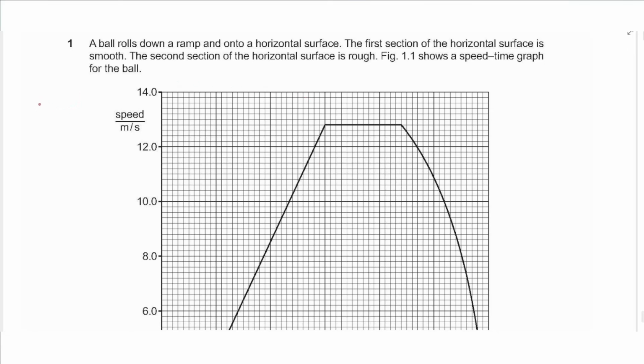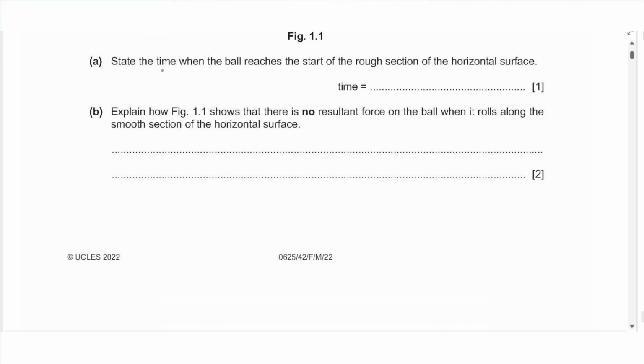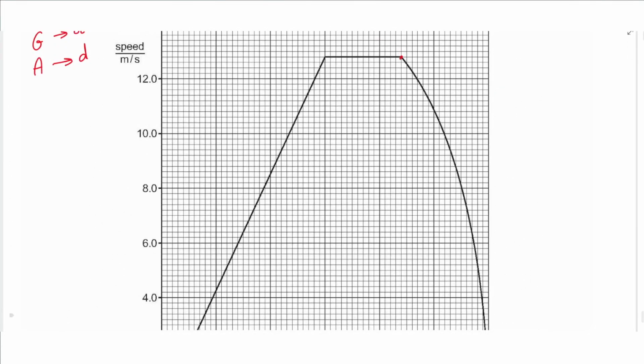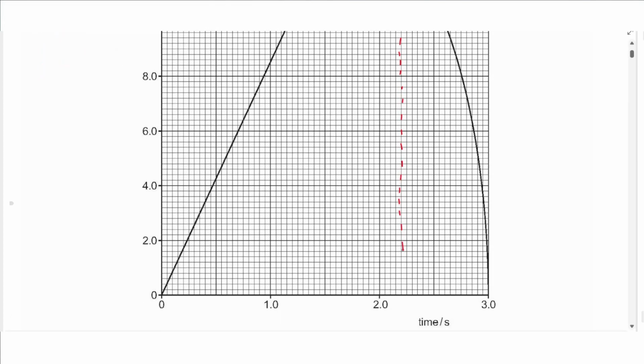So for a speed time graph, the gradient is equal to the acceleration and the area under the graph is equal to the distance or the displacement. First he says state the time when the ball reaches the start of the rough section of the horizontal surface. So for a horizontal surface, a ball should be moving with constant speed if there is no friction, but with friction it should slow down. So the part where the ball starts slowing down is here.